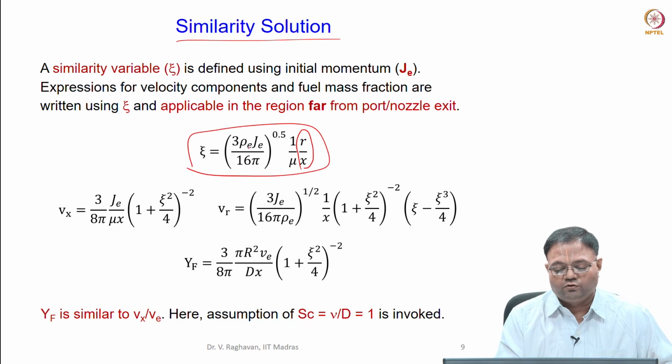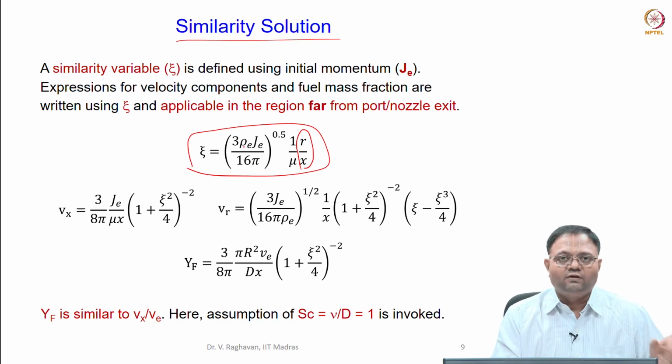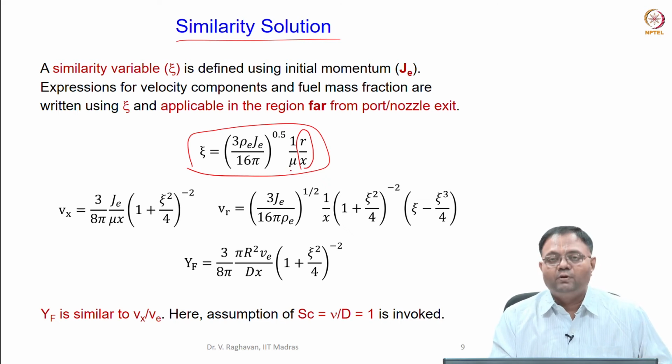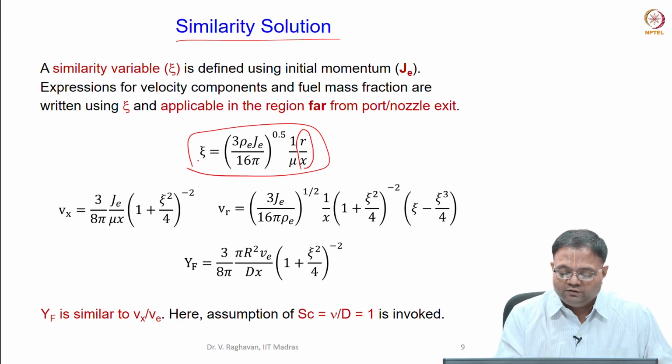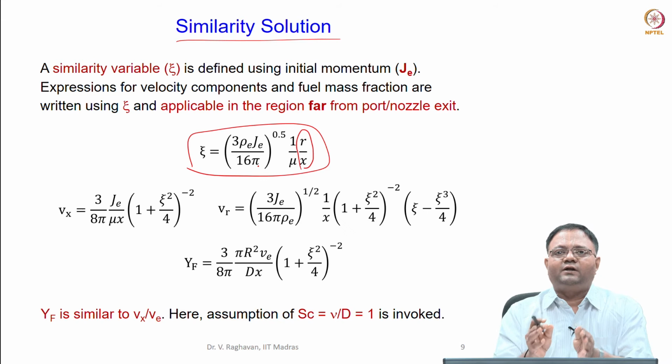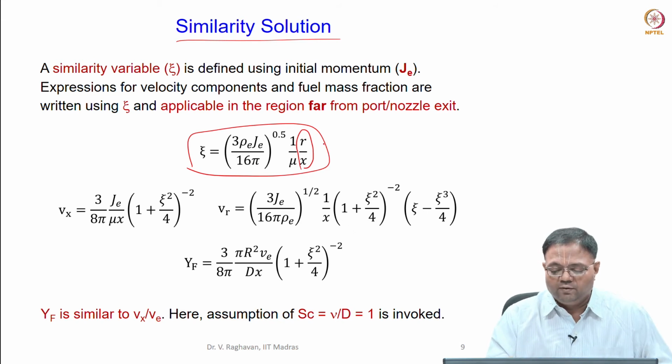These are constants. So, rho e, the density, is assumed to be a constant, and at the exit it is a constant. The initial momentum of the jet, Je, is also a constant, 16 pi. Mu can also be a constant here, because again the assumption is that mu is a constant. So, this is defined as some constant times r by x. So, the similarity variable is defined.